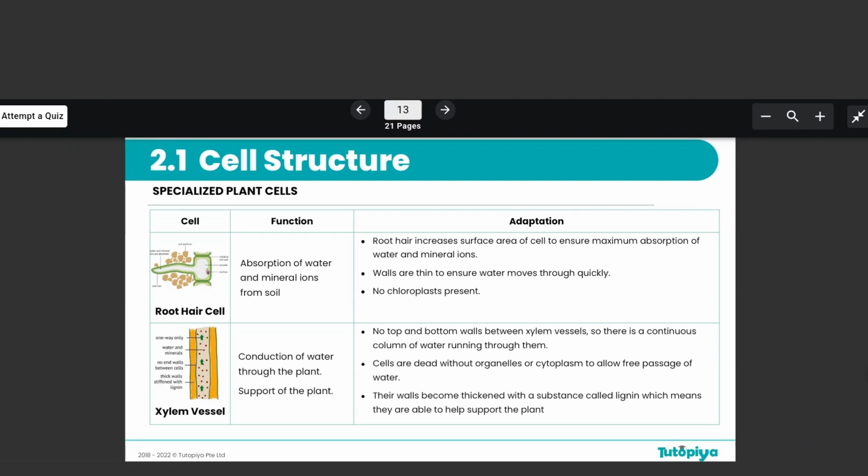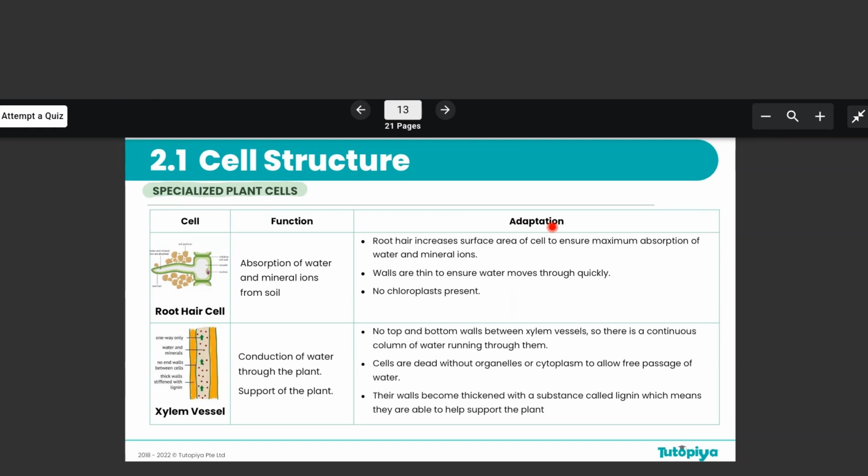Now, what are specialized plant cells? Specialized plant cells are basically the plant cells that have a specific function to perform. So these plant cells have special adaptations, they have special structures to suit the particular function that they're about to perform. All right. So we're going to be discussing three specialized cells under this topic.